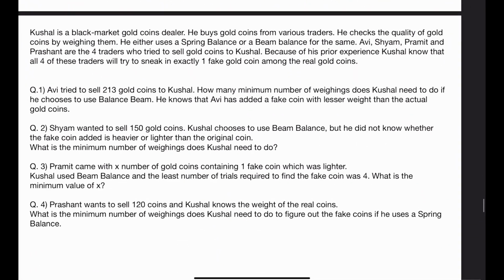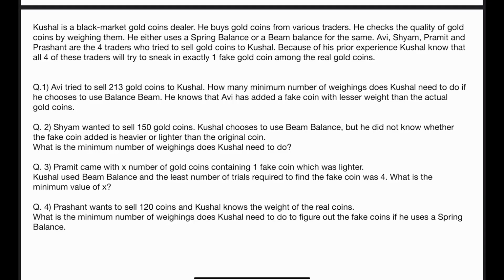So this is the next question which we are going to solve now. Let's read the question. Kushal is a black market gold coin dealer. He buys gold from various traders. He checks the quality of gold coins by weighing them.